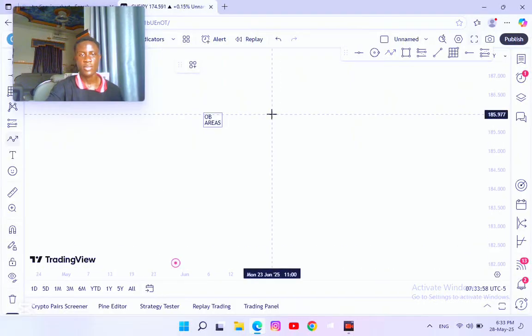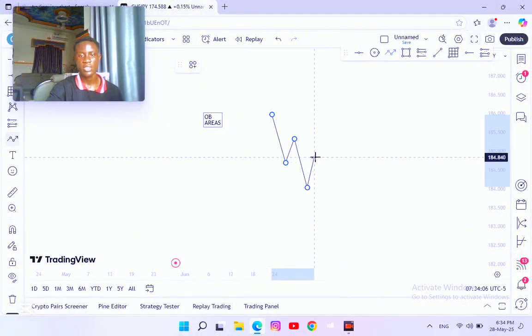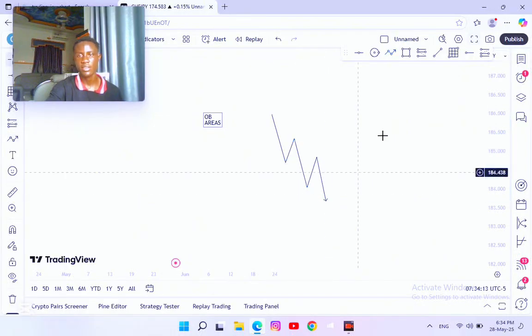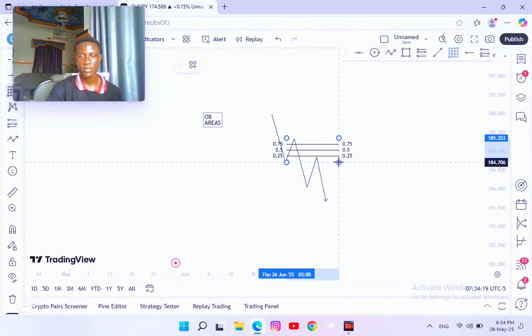All right, let's say price drops, then gives a pullback, drops again, gives another pullback. So this pullback retests this level. Then close. All right, so what am I going to do? I'm going to mark up my areas. So how do I mark up my areas? Take this gang block 2, then mark from this low to this high.